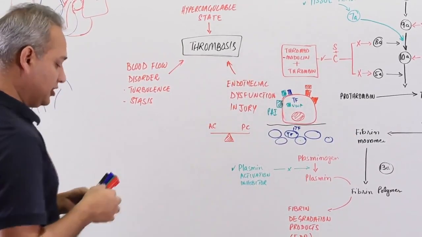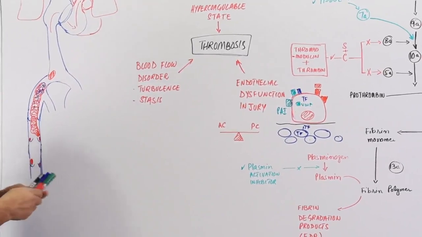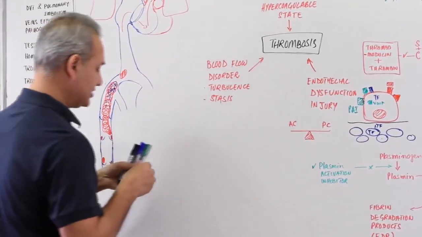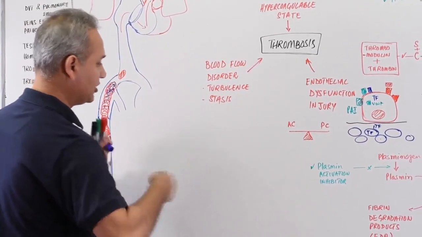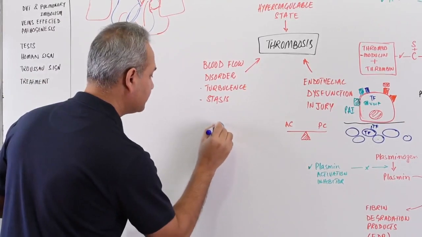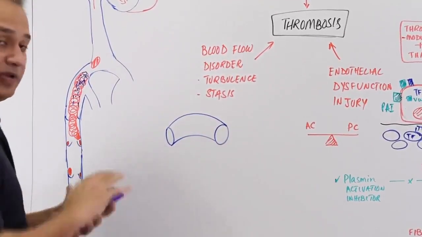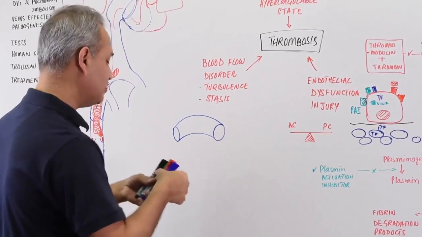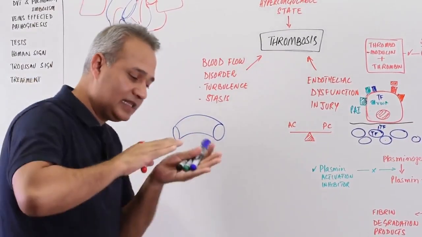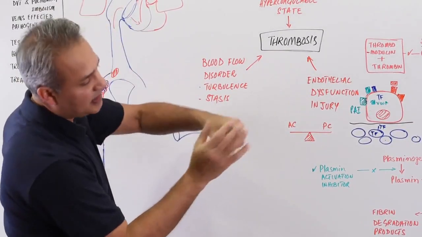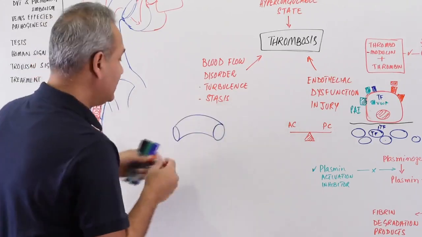Then there are the blood flow disorders. So now what happens is, look, normally in a blood vessel, let's make a vein over here. This is a vein. Normally in a blood vessel, the blood flow is laminar. What does that mean? Laminar flow means in layers like this. Now laminar flow does this.